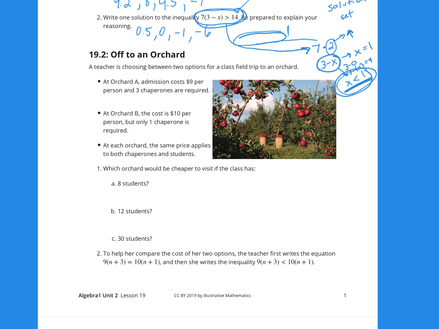There's 2 questions. Question 1 has an A, B, and C. Question 2 continues on to the next page, and that has an A, B, C, and D. So go ahead, pause the video, and try to work through these questions.